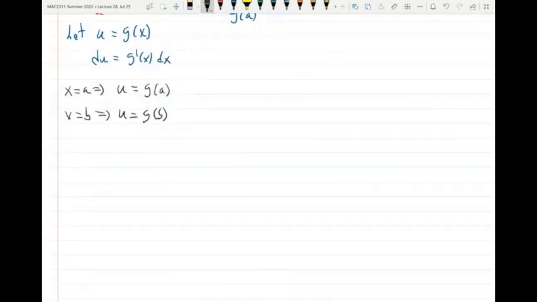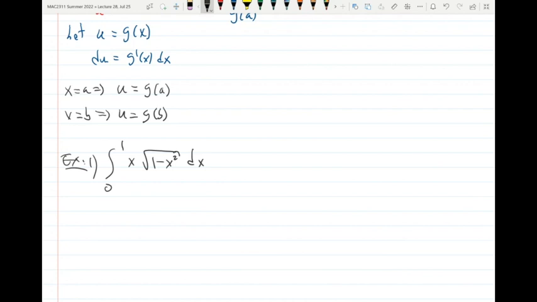Let me give you an example. Let's do an interesting one. Let's do the integral from 0 to 1 of x times the square root of 1 minus x squared dx. Notice the domain here is from -1 to 1, so we're good. Okay. So we want to do this integral. Hopefully you realize that substitution is in order. And what should be the substitution here? u equals 1 minus x squared. So we let u equal 1 minus x squared.